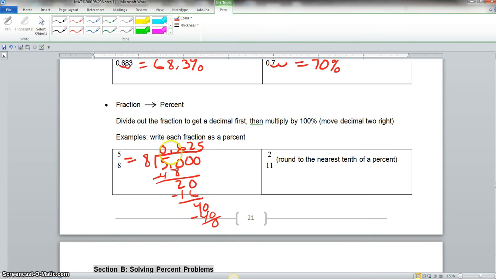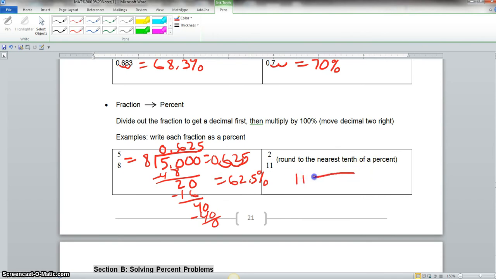Now, we want to write this decimal as a percent. Now remember, once we get this answer here, this is 0.625. All we have to do is move this decimal 2 places to the right, which will give us 62.5, and put our percent sign at the end, and we're done. Now we go here to 2/11. It says round to the nearest tenth of a percent. Okay, we will address that later, but let's start by changing this fraction to a decimal.